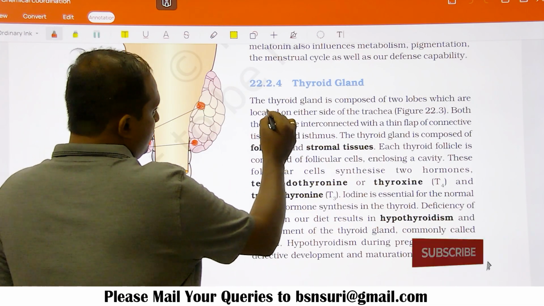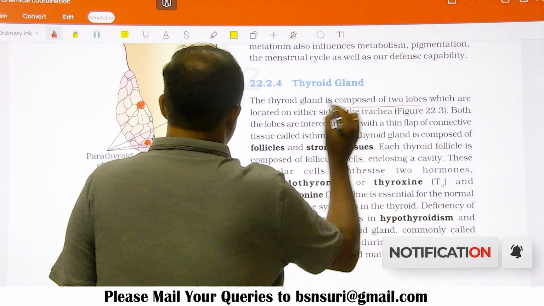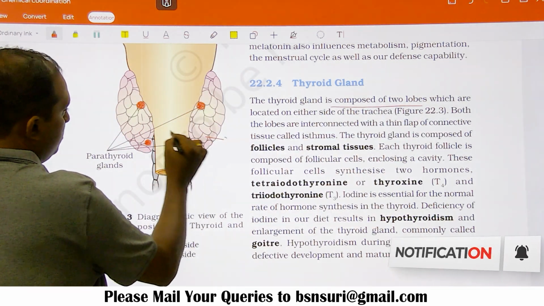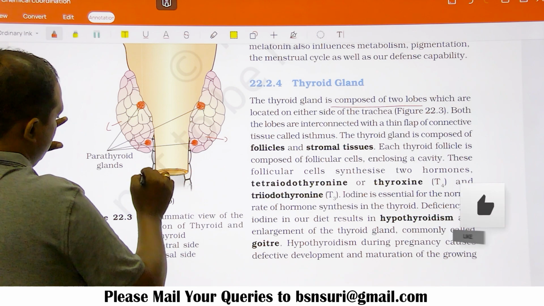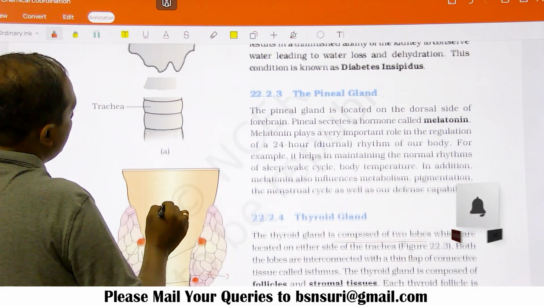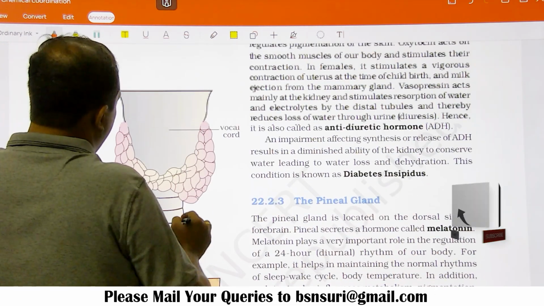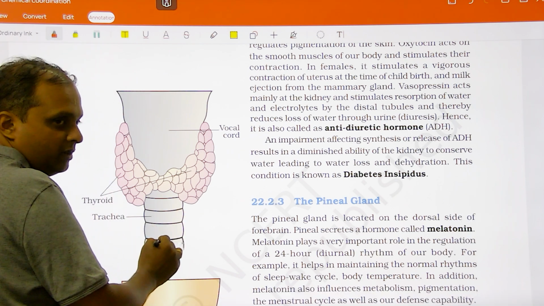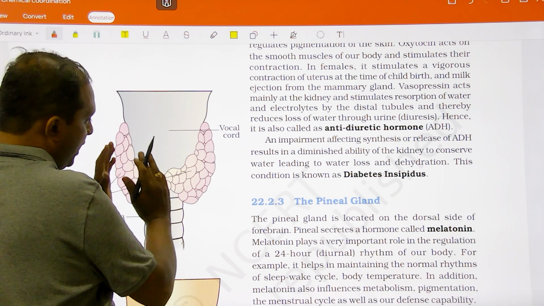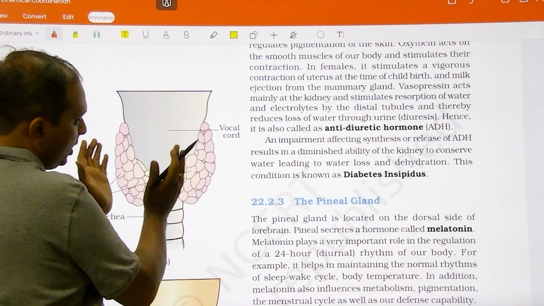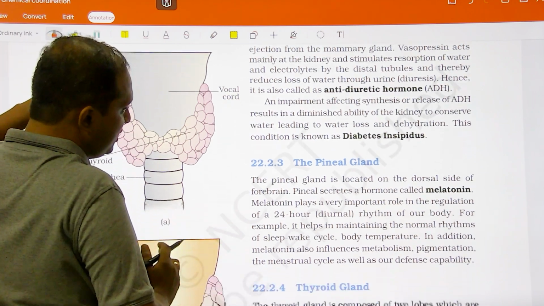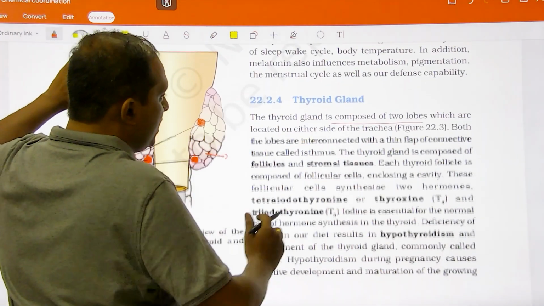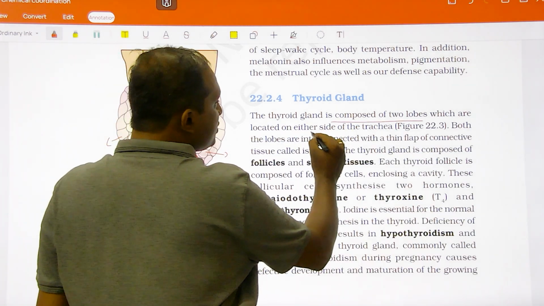Thyroid gland is composed of two lobes. You could see two lobes. This is one lobe, this is one lobe. But this diagram is meant for parathyroid. I think, yeah, this is the thyroid gland, right? So what is this structure that you see here? Trachea. So you see the thyroid two lobes, right? Surrounding the vocal cord or trachea, there is a respiratory tract. So thyroid gland is composed of two lobes which are located on either side of the trachea.